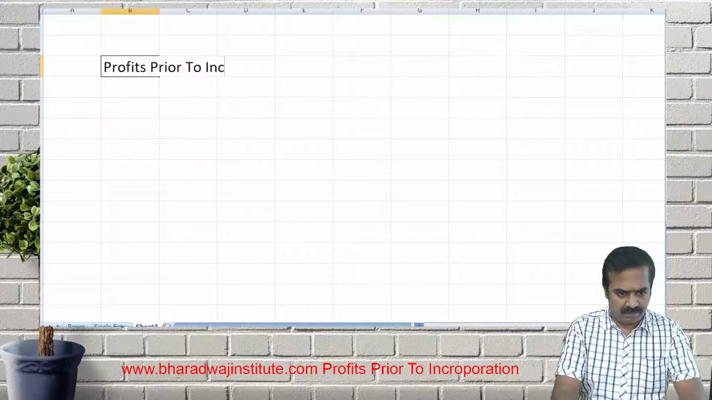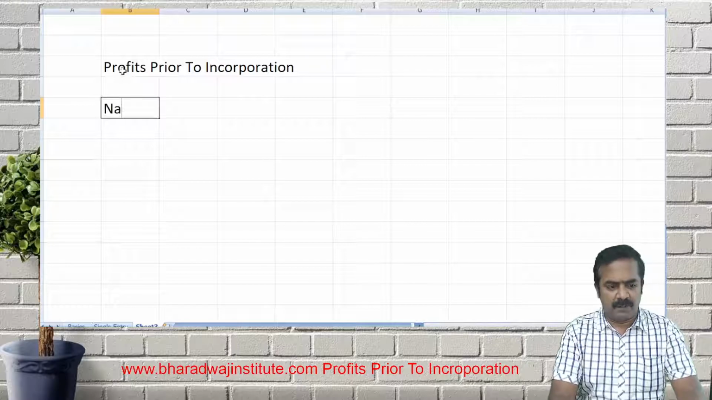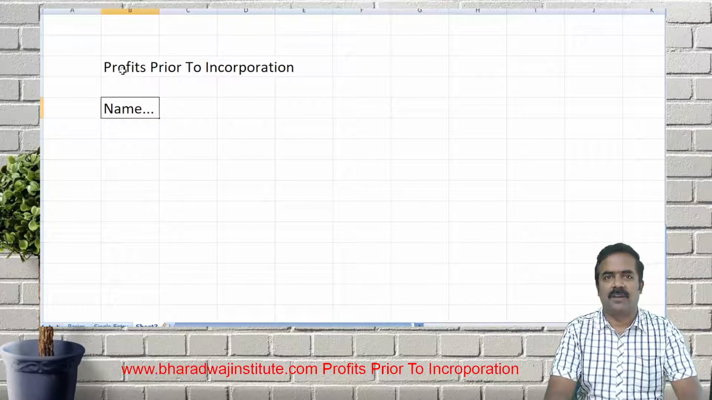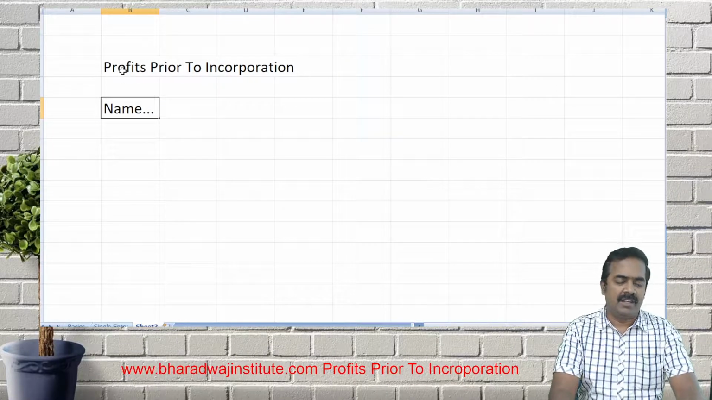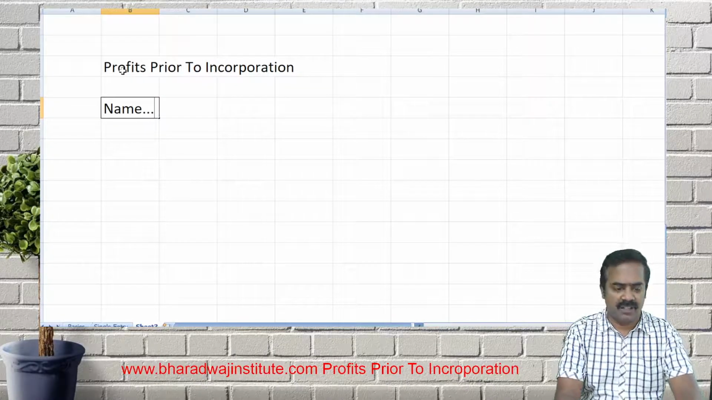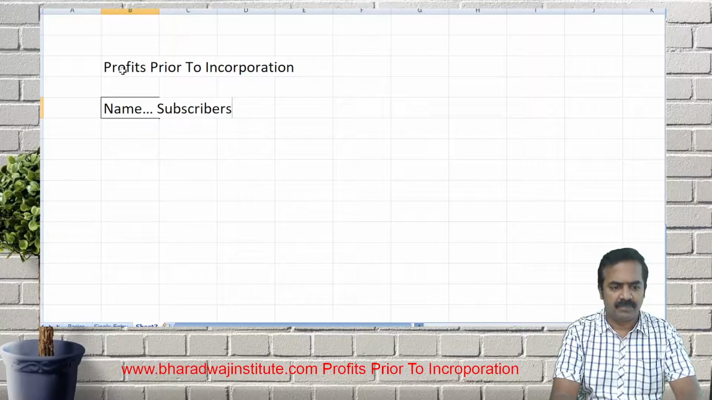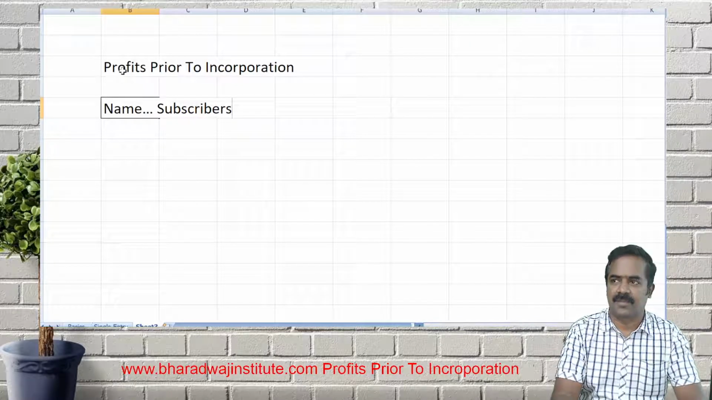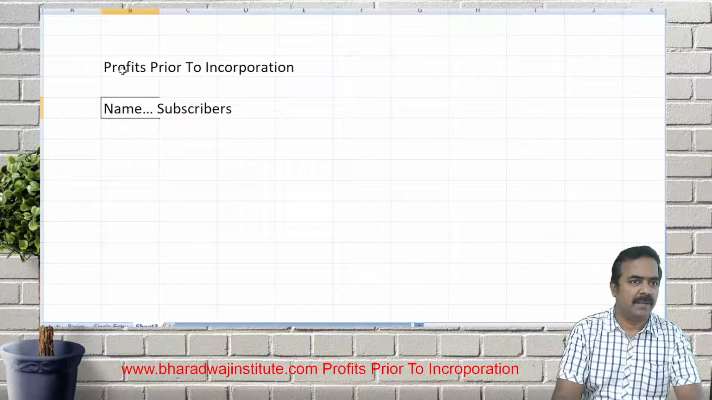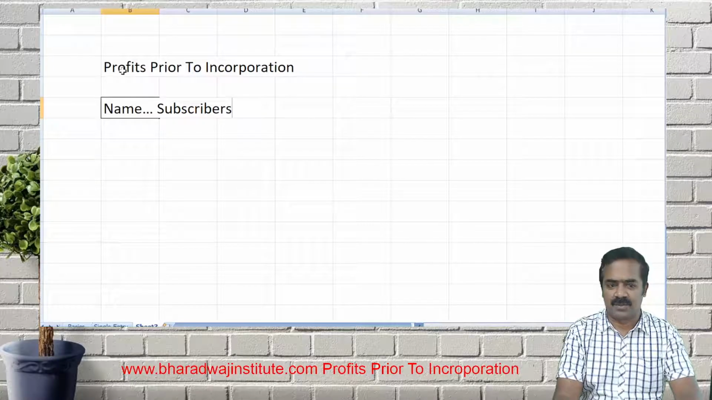Registering the promoter, raising capital. First, you apply for the name. First, you apply for availability of the name. Then once the name is allotted by ROC, or the preferred name is given by ROC, you have to source subscribers. Minimum 2 subscribers for a private company, 7 subscribers in case of public companies, who will be ready to subscribe the memorandum and articles of association.